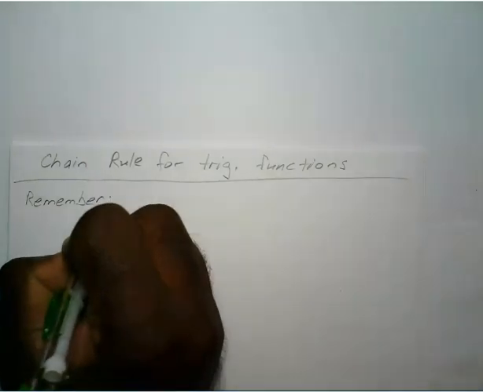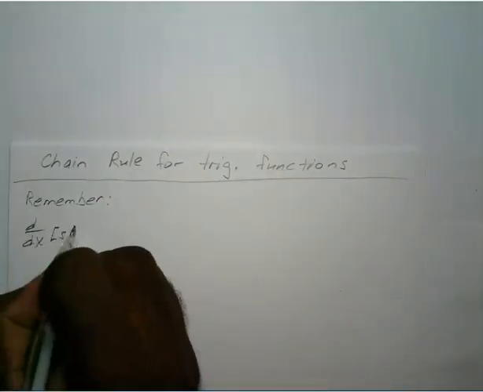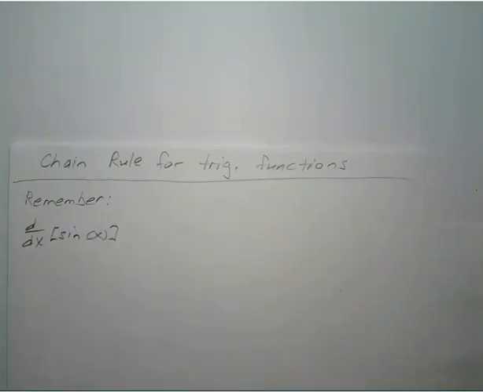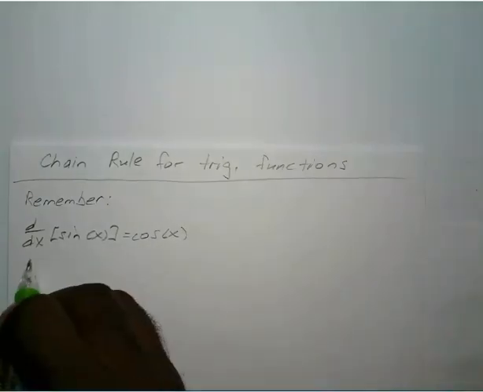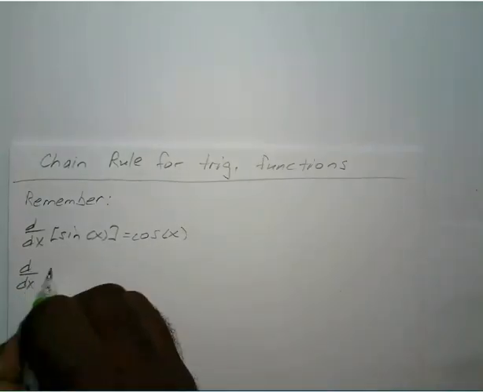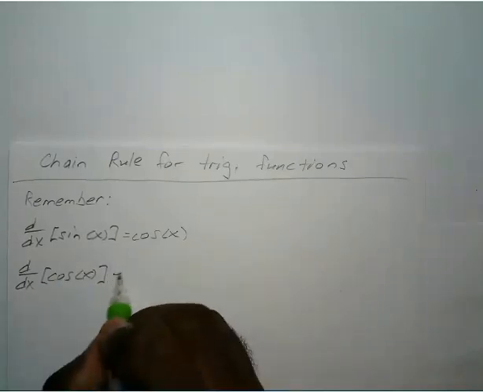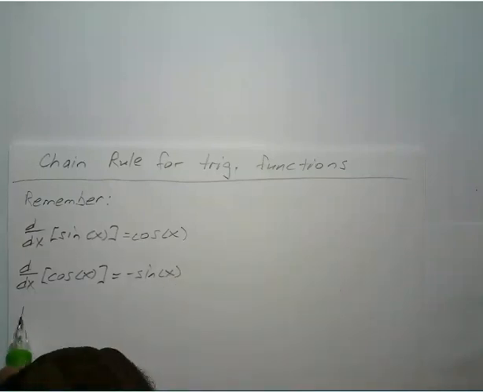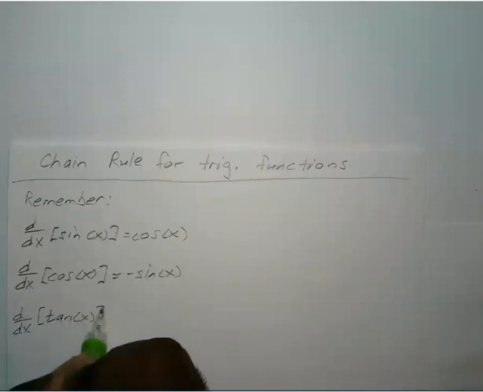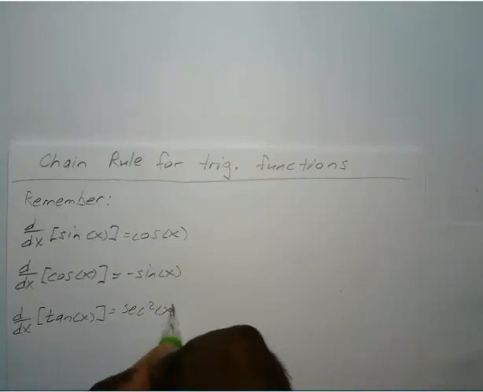If you remember, the derivative of sine of x is equal to cosine of x. The derivative of cosine of x is equal to negative sine of x. The derivative of tangent x is equal to secant squared of x.